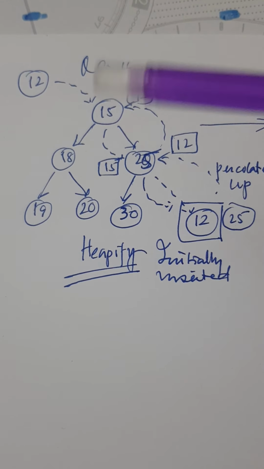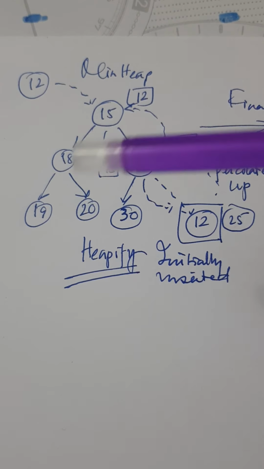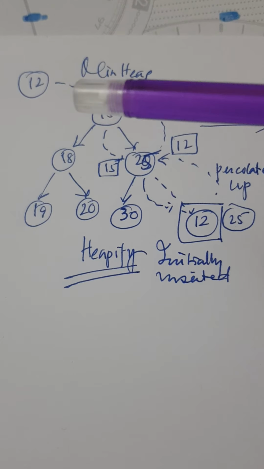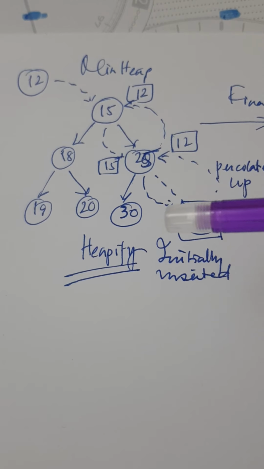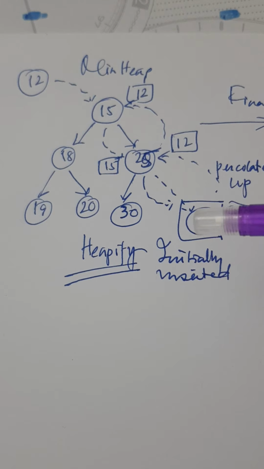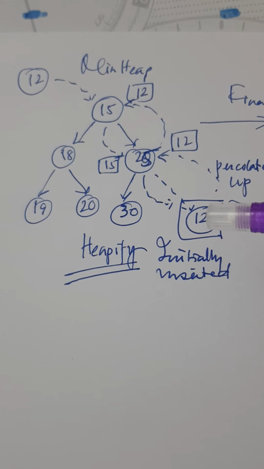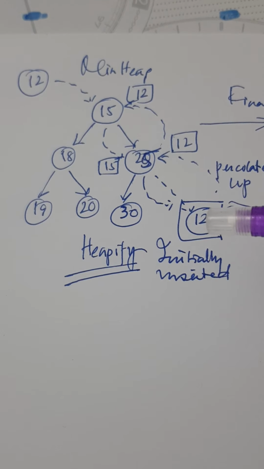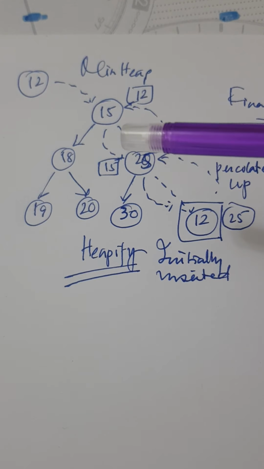Is that clear? Again, let me tell you. Suppose you are inserting 12 in this heap. What it will do first is add this 12 to make this tree a complete binary tree. You can understand the complete binary tree means you had one link missing. Initially it gets connected here. You see, initially inserted 12 is here. Now the heap property is lost. Why? Because the minimum value is here. It should be at the root.